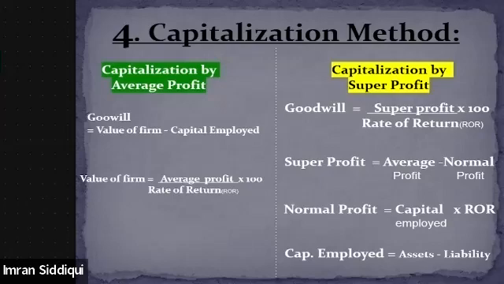In order to calculate goodwill by capitalization by the average profit method, we have this formula: goodwill equals value of firm minus capital employed. And I have also told you that in order to determine the value of the firm, all we need to do is divide the average profit by the rate of return, multiplying it by 100, and we will get the value of the firm. And in order to find out the goodwill by the capitalization of super profit method, we need to just divide the super profit by the ROR. Okay, so let's continue to the question.